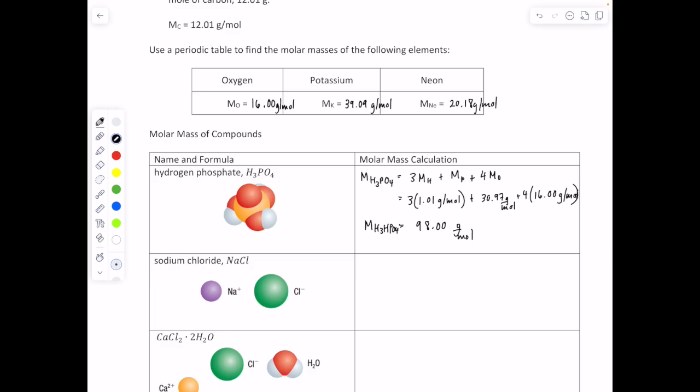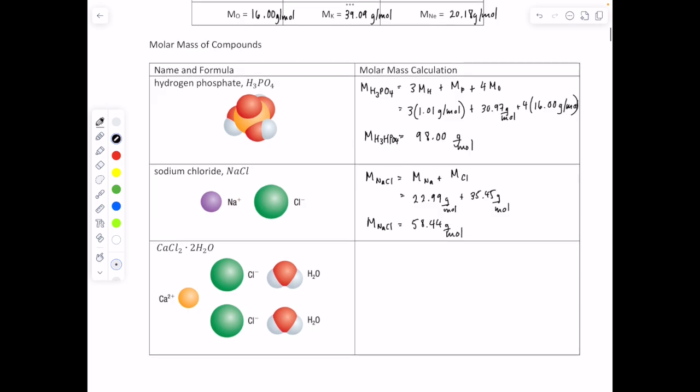Let's find the molar mass of the compound sodium chloride. That's equal to the molar mass of sodium plus the molar mass of chlorine. Using a periodic table, we can see that the molar mass of sodium is 22.99 grams per mole, and the molar mass of chlorine is 35.45 grams per mole. Adding these together, the molar mass of sodium chloride is 58.44 grams per mole. So 1 mole of sodium chloride would have a mass of 58.44 grams.